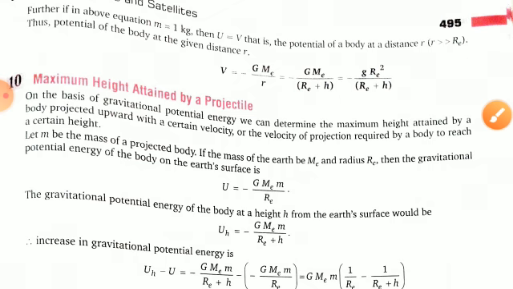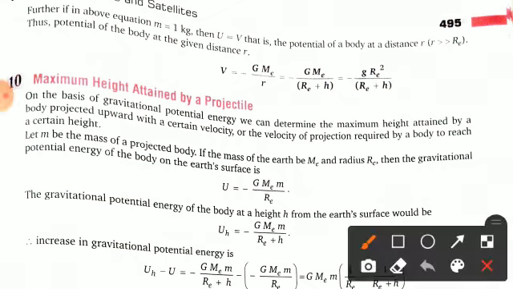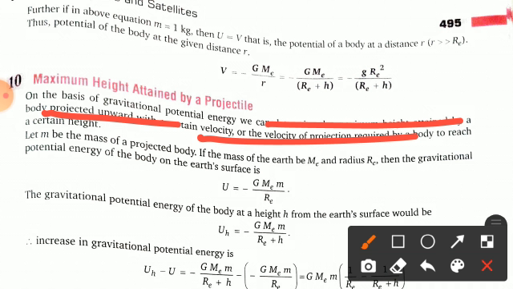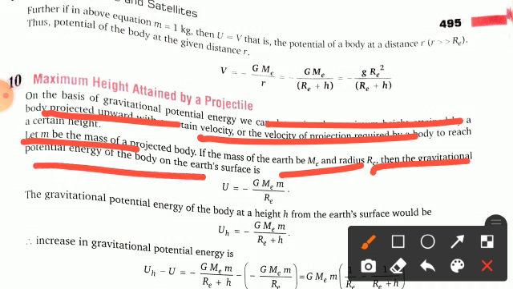So on the basis of gravitational potential energy, we can determine the maximum height attained by a body projected upward with a certain velocity, or the velocity of projection required by the body to reach a certain height. Let m be the mass of the projected body. If the mass of the earth is Me and the radius is Re, then the gravitational potential energy of the body on the earth's surface comes out to be U equals minus G Me m by Re, clear?